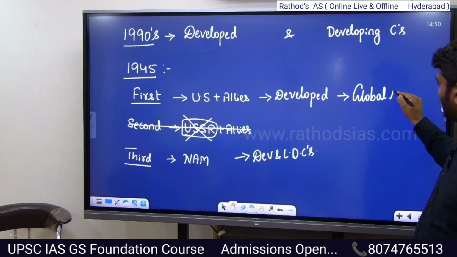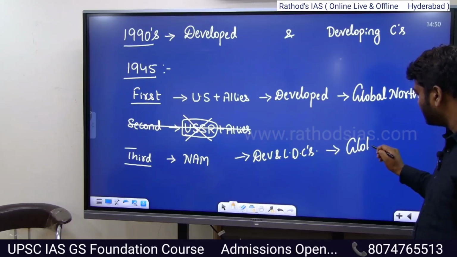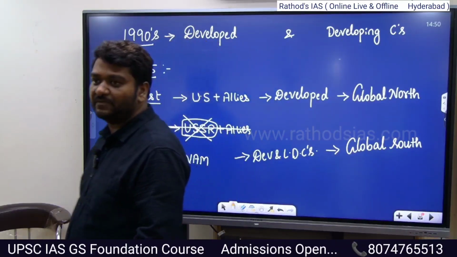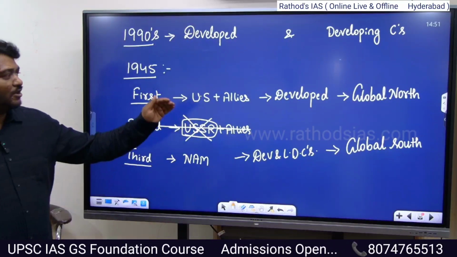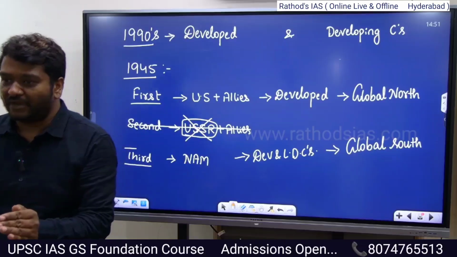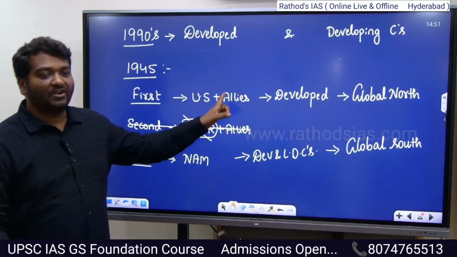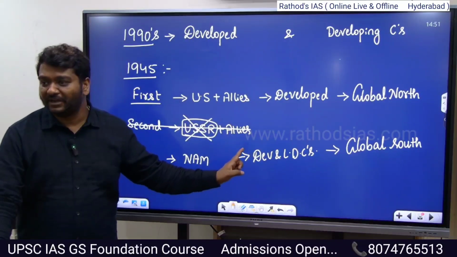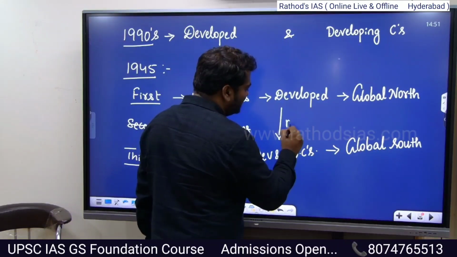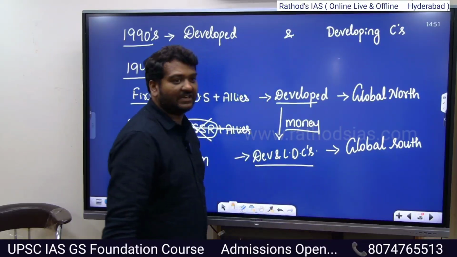This is called the global north. All developed countries are in the north, so it's called the global north, and developing and least developed countries are part of what we call the global south. Okay guys, so the world is basically divided into these two aspects. Now what happened? From the 1990s onwards, people started discussing environment, human rights, diseases. These are all increasing. It is the responsibility of developed countries to help developing and least developed countries. So they started giving money. Money started flowing from developed countries to developing and least developed countries.